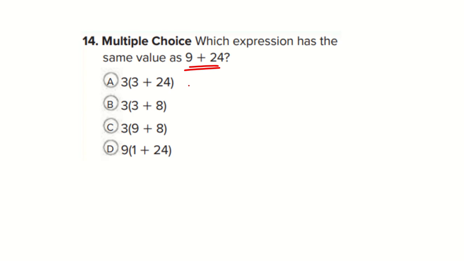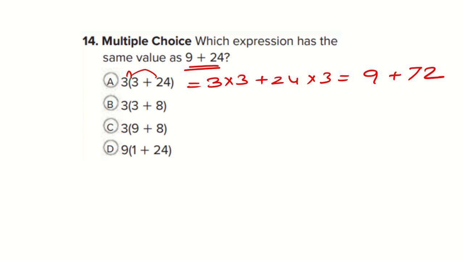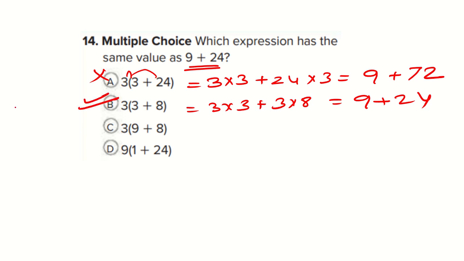Now next is which expression has the same value as 9 plus 24? What you can do here, easily just multiply them. Multiply inside the bracket. So 3 multiply 3 plus 24 multiply 3 means 9 plus 72, which is not the same, so cancel. Next, 3 multiply 3 plus 3 multiply 8 means 3 multiply 3 is 9 and 8 multiply 3 is 24. So this is the correct answer.